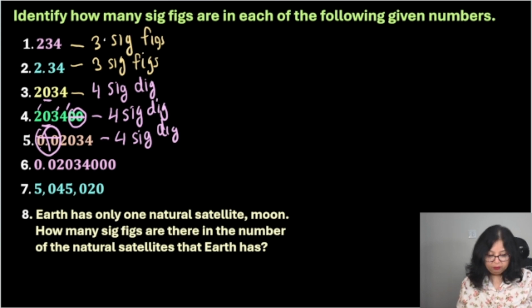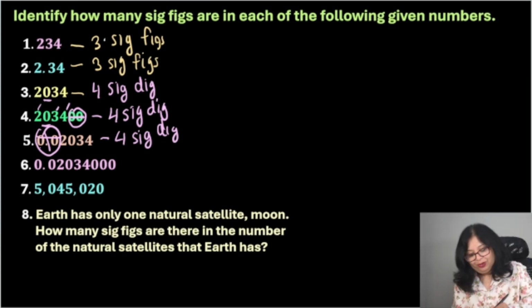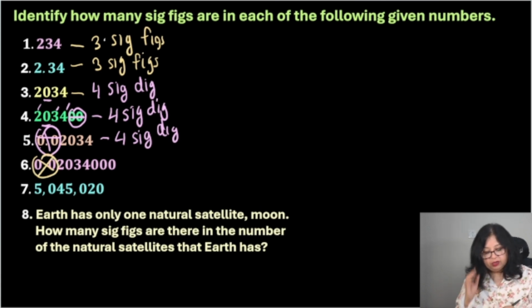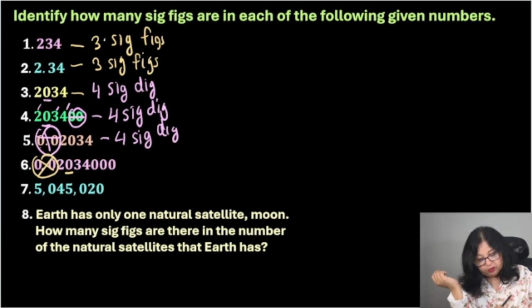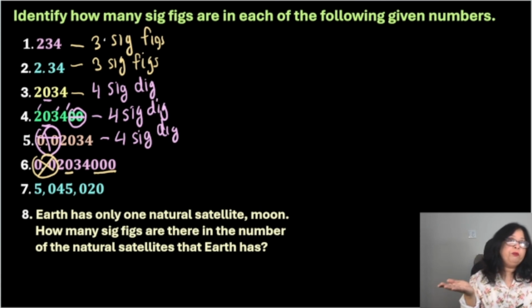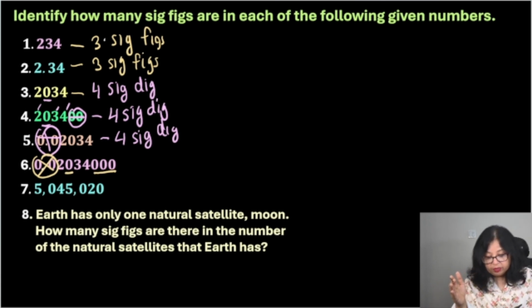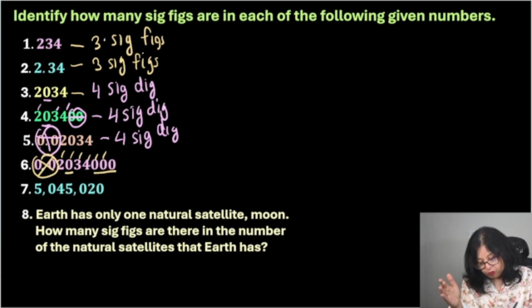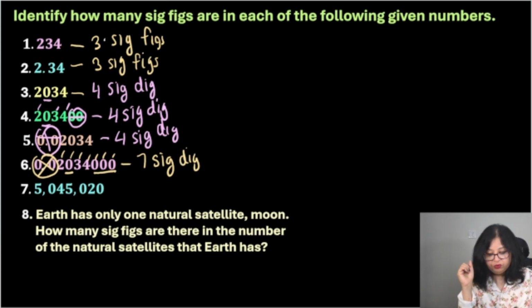Number 6. Now for number 6, we have 2 leading zeros, which are non-significant. Then we have 1 captive 0, which is significant. And we have 3 trailing zeros. Now these 3 trailing zeros are to the right of a decimal, and therefore these trailing zeros are significant. So how many significant digits are there? 1, 2, 3, 4, 5, 6, and 7. 7 significant digits.